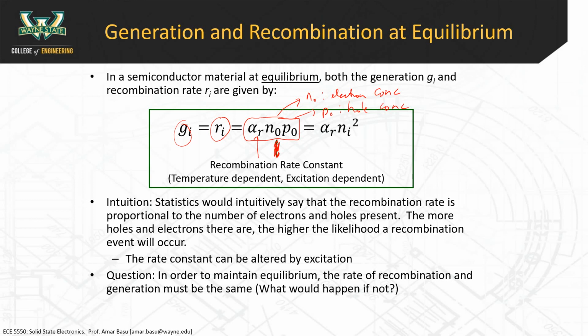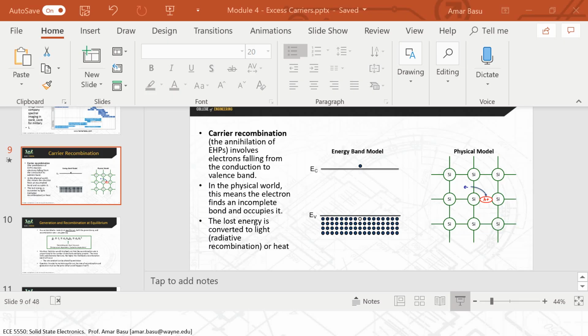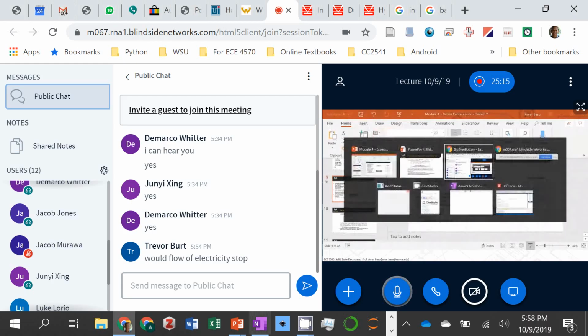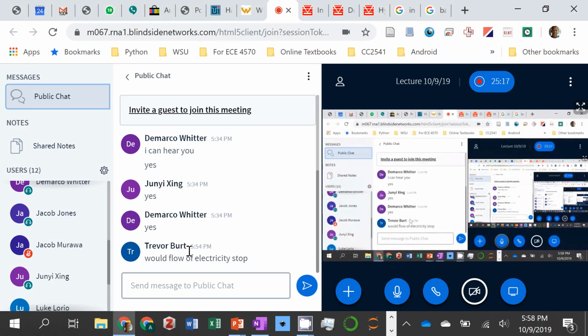All right, so we went over this question. In order to maintain equilibrium, the rate of recombination and generation must be the same. If it were not the same, then eventually you deplete all the electrons in the valence band, and that just doesn't happen physically. Any questions about generation and recombination at equilibrium? If you have questions while I'm talking and you don't want to interrupt, feel free to just add your question into this message window.